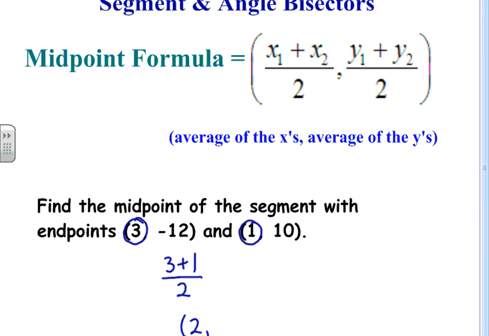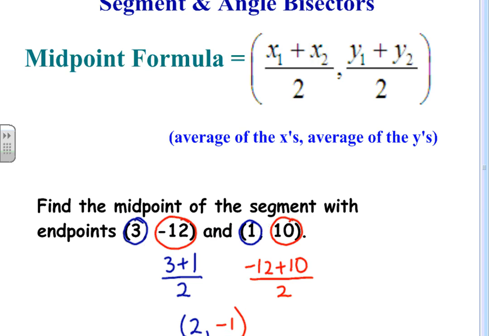Now let's do the y-coordinates. So we have negative 12 and 10. So we're going to add those two together. And negative 12 plus 10 is negative 2. Divided by 2 is negative 1. So there's our midpoint. So the halfway point between these 2 points is (2, negative 1).